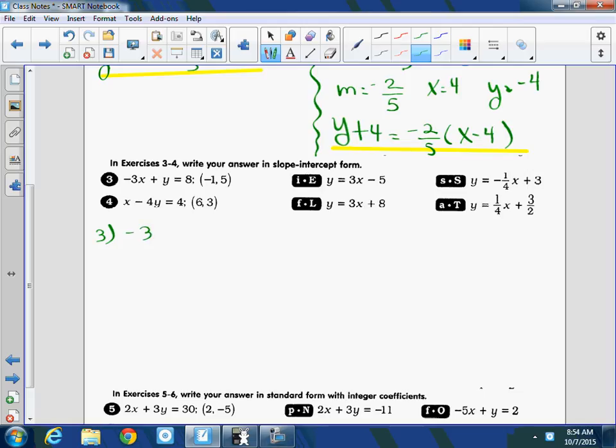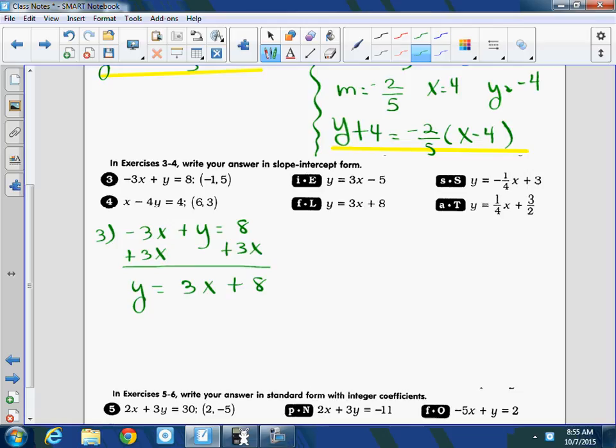So I need to say minus 3x plus y equals 8. So what do I have to do? Solve for y. How do I solve for y? Plus 3x. Anything else after that plus 3x? That's it. There's no number with the y, so you don't have to divide by anything. So what's your slope? 3. Not 3x. 3.